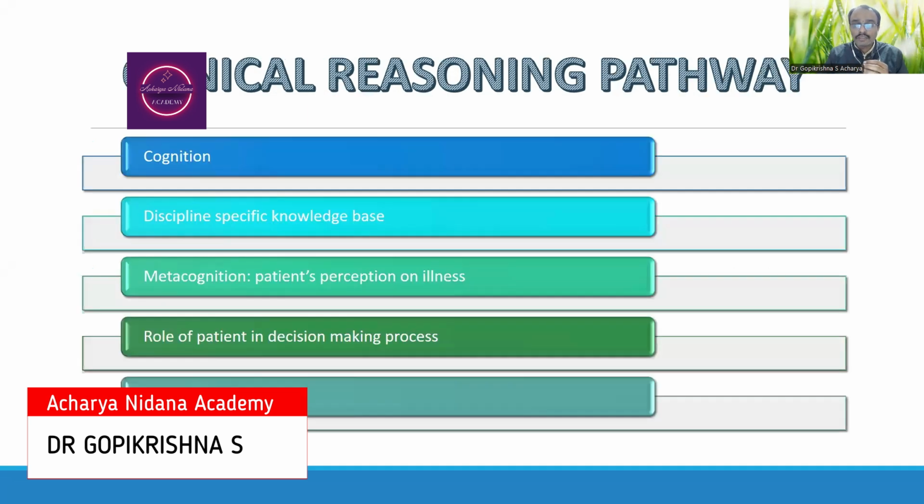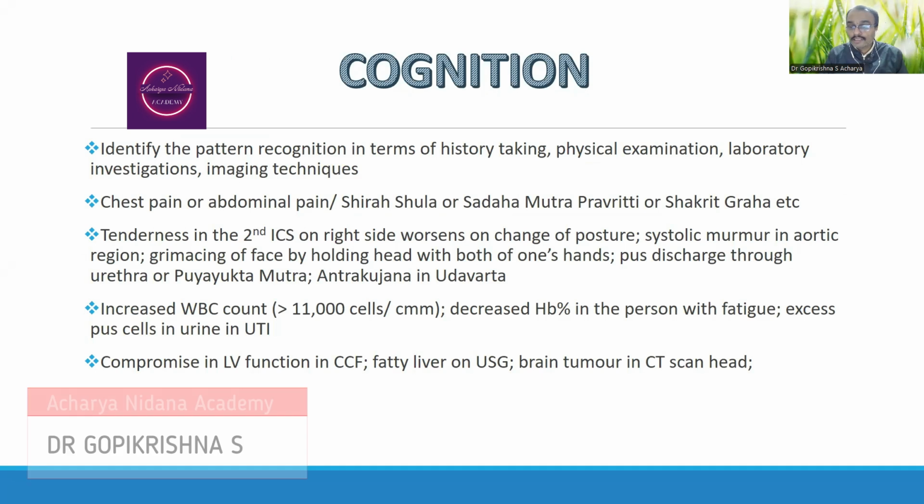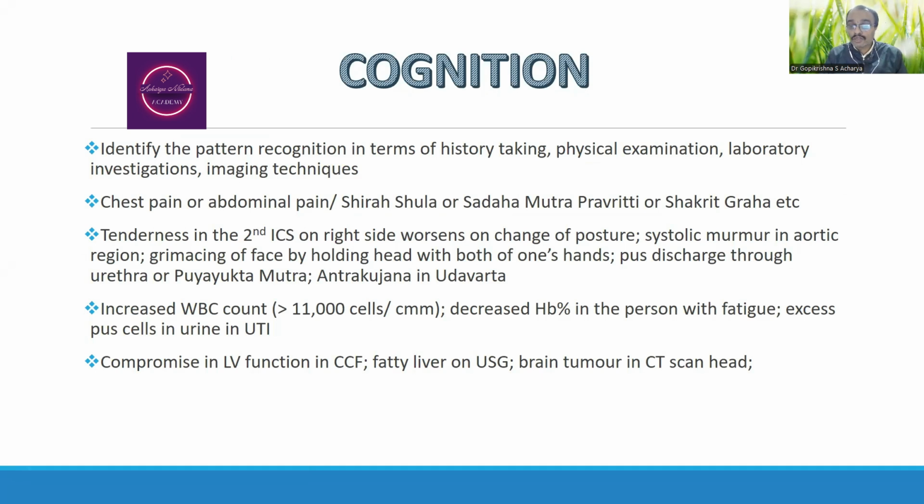When you think about the clinical reasoning pathway, it has 5 different steps: cognition, discipline-specific knowledge base, metacognition, role of patient in the decision-making process, and contextual interaction. These are the 5 different steps of a clinical reasoning pathway. The first step is cognition.